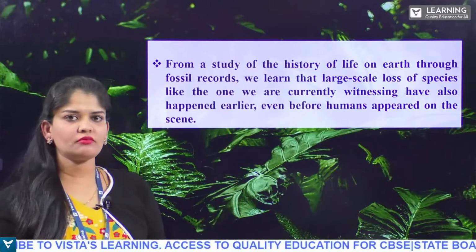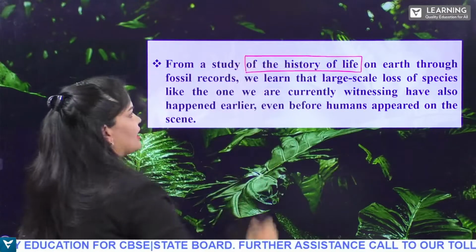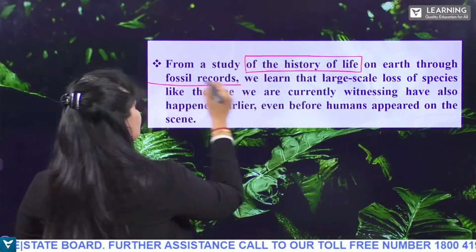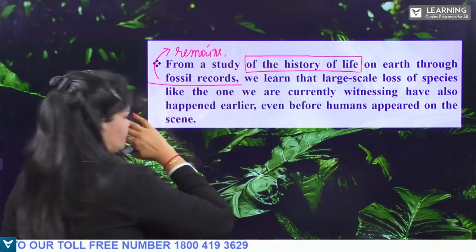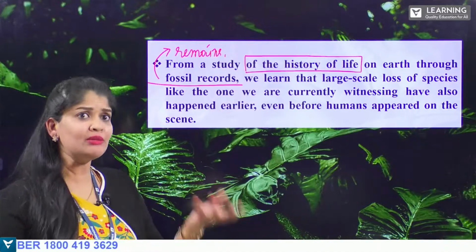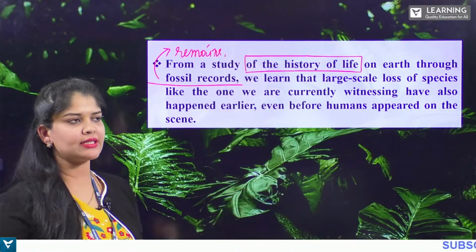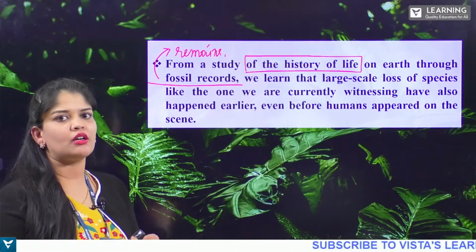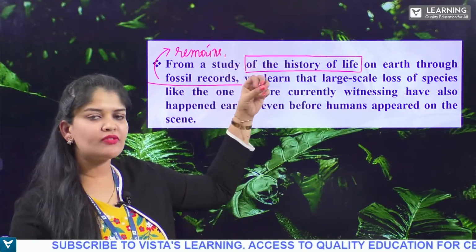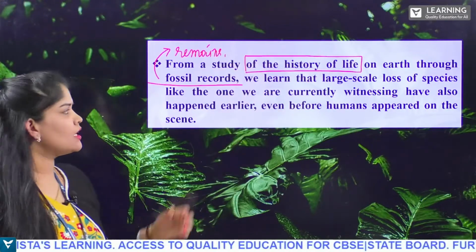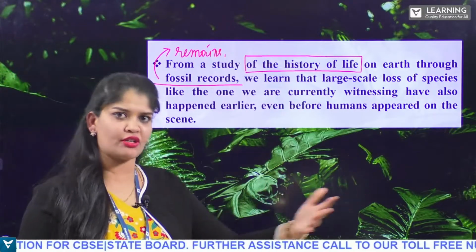Now here, from a study of the history of life on Earth through fossil records. Fossils are remains, we can say, remains of or imprints of the organisms which belong to a previous geological generation that existed. Those imprints can be on the rocks. The study made on the history of life on Earth through these fossil records is nothing but the study of the remains of the previous geological generations.